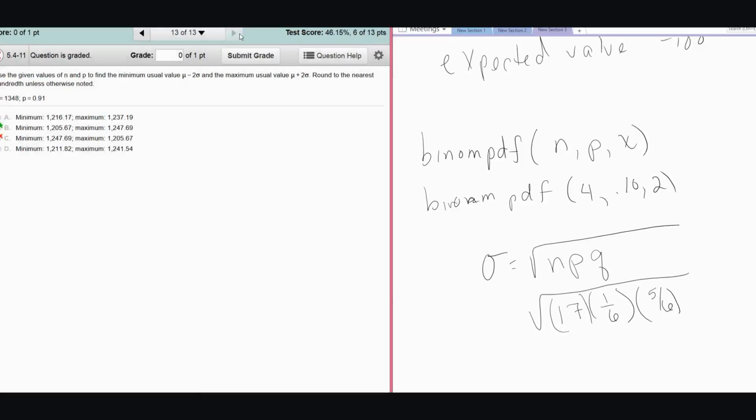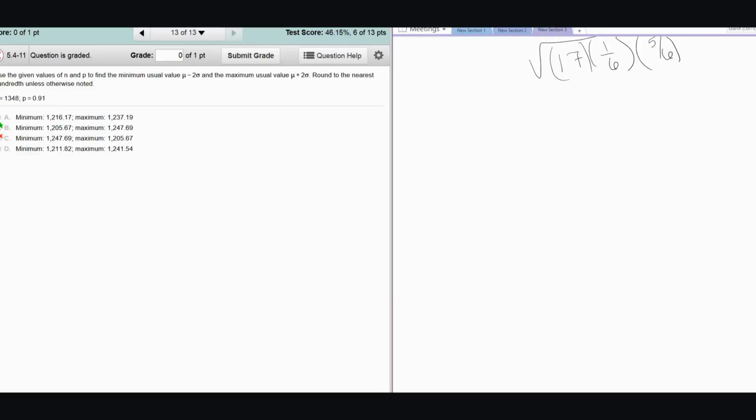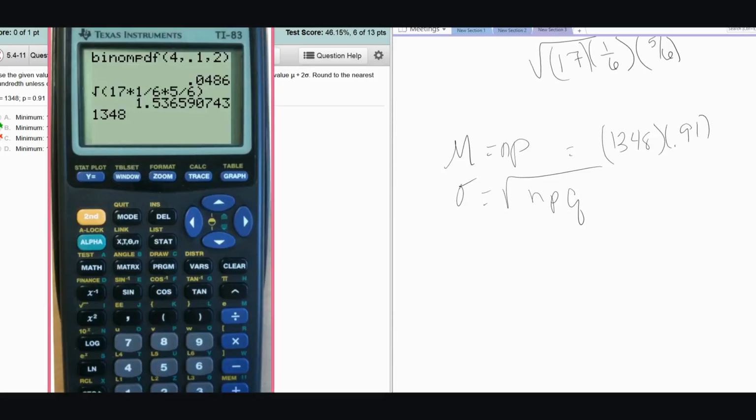And then the last one says use the given values of n and p to find the minimum usual value and the maximum. The first thing we need to do is find our mu and our sigma. So mu is n times p, and sigma is the square root of npq. Here this would be 1348 times 0.91, which gives 1226.68.